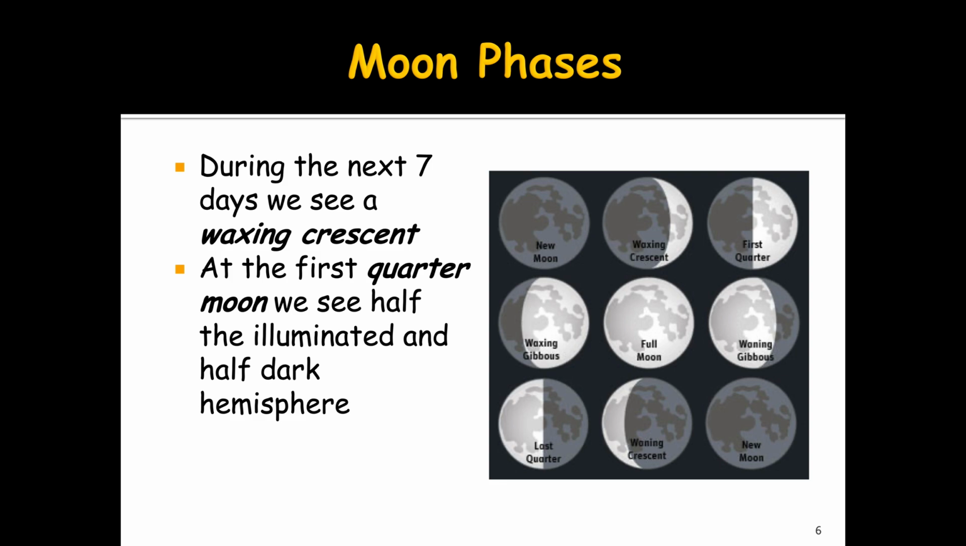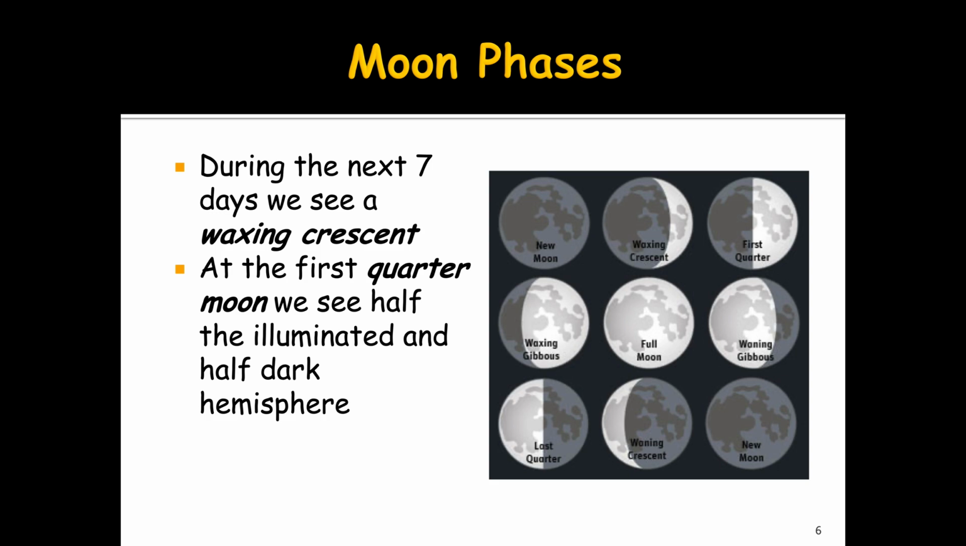And now we're looking at half of the illuminated half. So this would be like the far right top row, where it says first quarter. A lot of times kids will call that a half moon. There is no half moon phase. I get that half the moon that we see is illuminated, but there is no half moon phase. We're really just looking at half of the illuminated half.